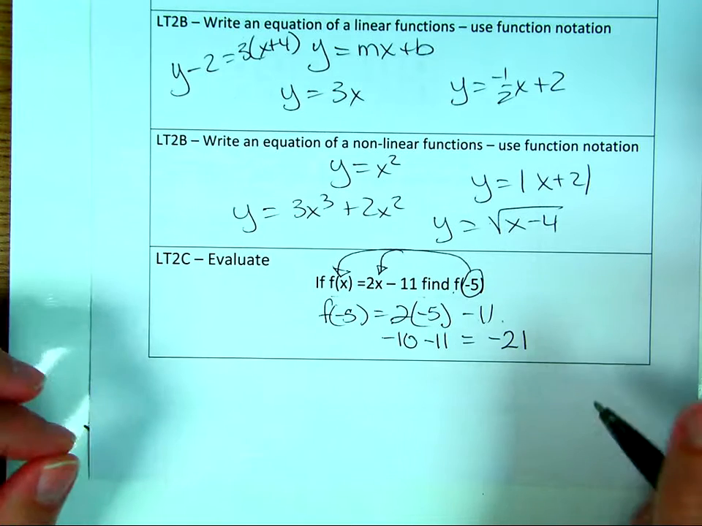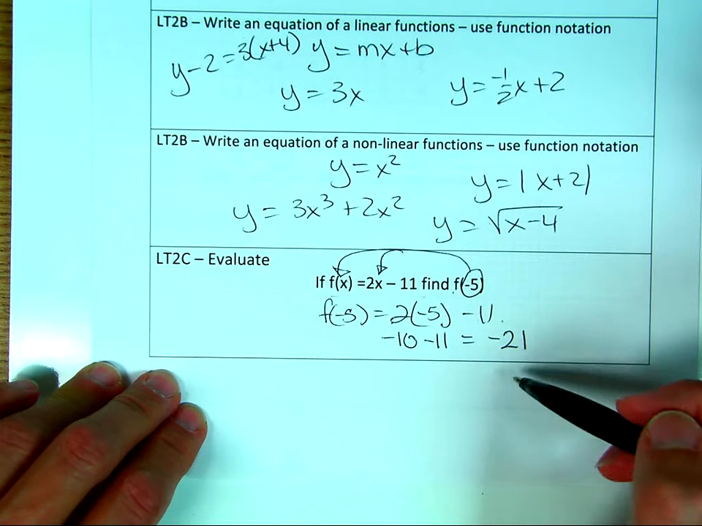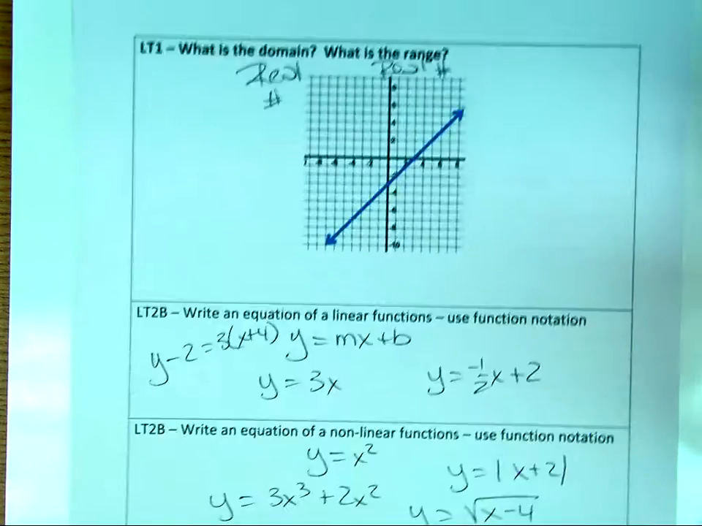Well, 2 times negative 5 is negative 10, and if I subtract 11 from negative 10, I get negative 21. Watch your negatives there. I know some people aren't really good at that. If you have to use your calculator, use it, because it might be better to use it than to get it wrong. At least I would agree with that.